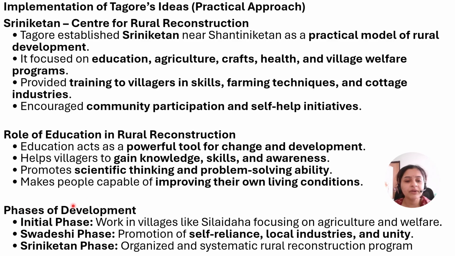So, what are the phases of development? First, the initial phase, which included work in villages like Silaidaha focusing on agriculture. Next, the Swadeshi phase, that is promotion of self-reliance and local industries, something like the Make in India initiative. Then the Sriniketan phase, an organized, systematic rural reconstruction program. So these are the three phases: first the initial phase, then the Swadeshi phase, then the Sriniketan phase.